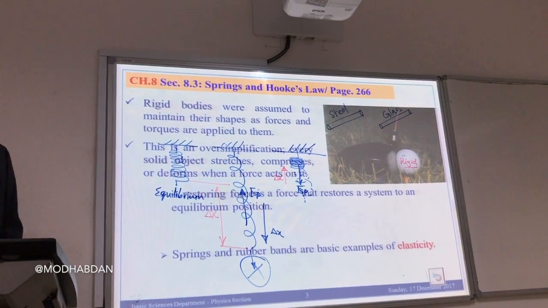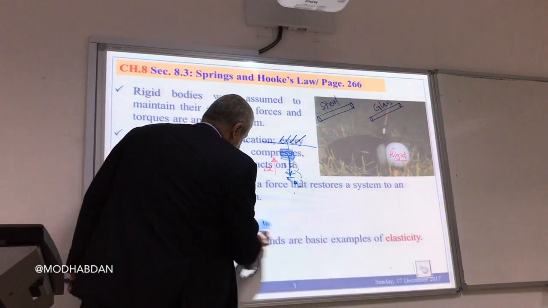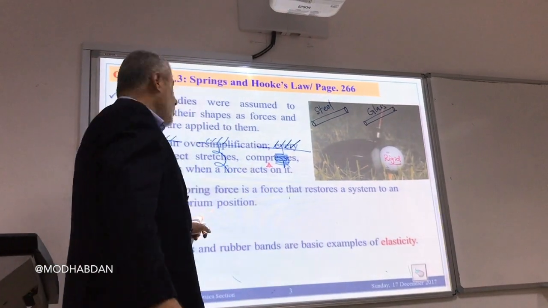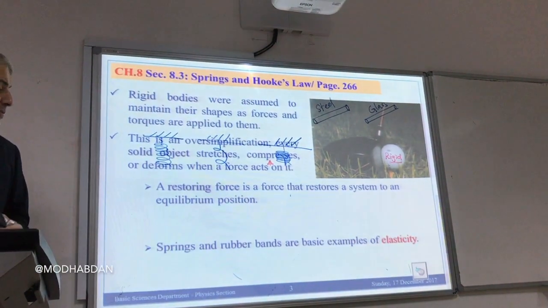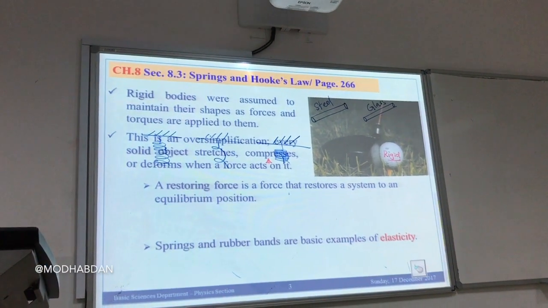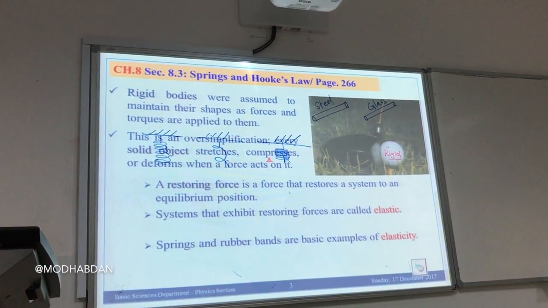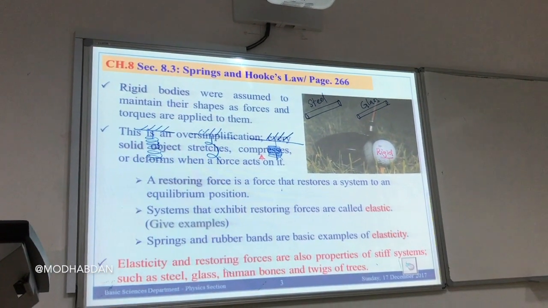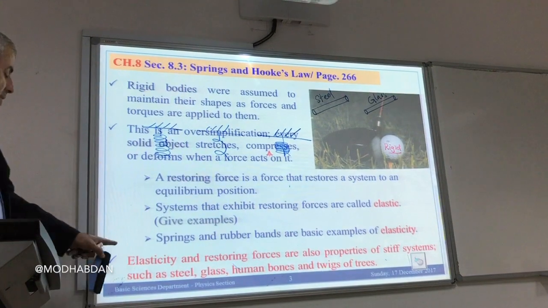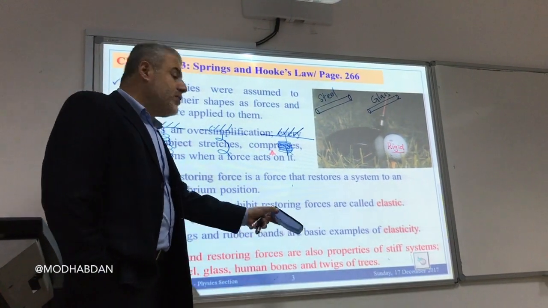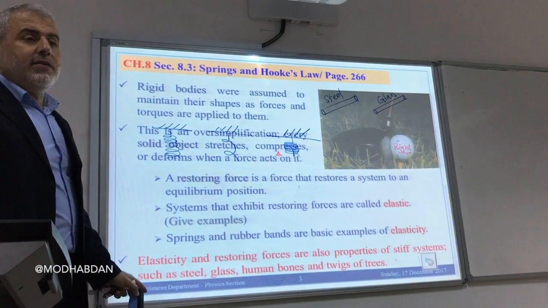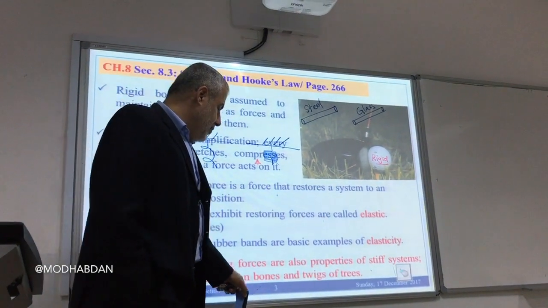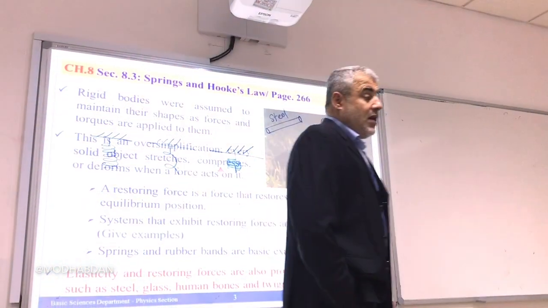They mentioned for us here, I need this one only. Restoring force is a force that restores a system to an equilibrium position again. Springs and rubber bands are basic examples of elasticity. A system that exhibits restoring force is called elastic. Now, elasticity and restoring forces are also properties of stiff systems, such as steel, glass, human bones, and twigs of trees.